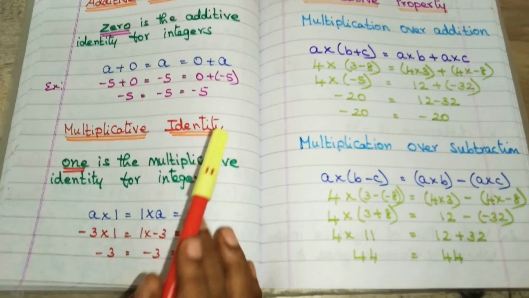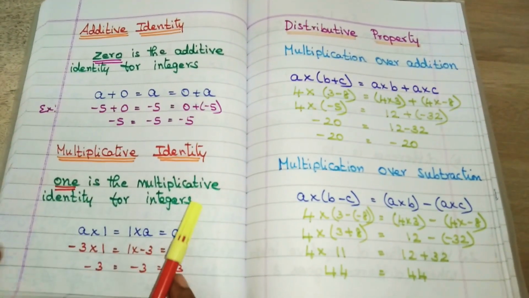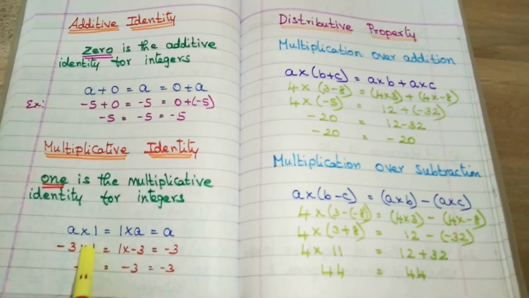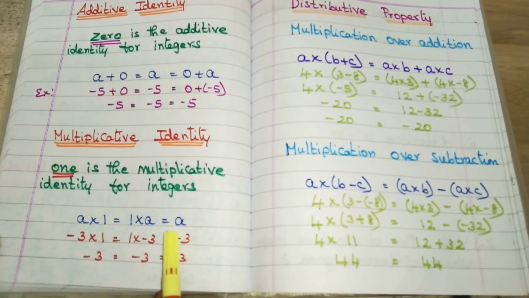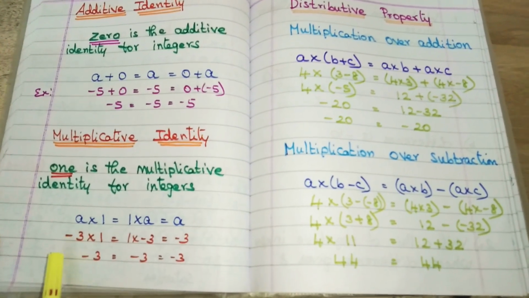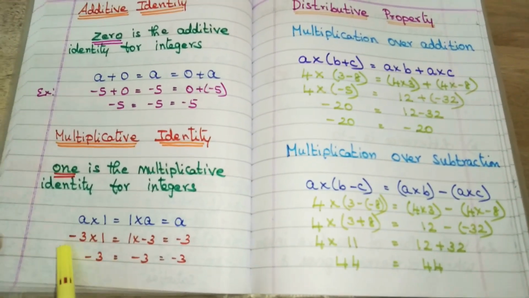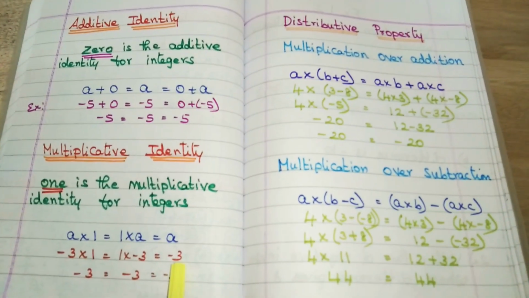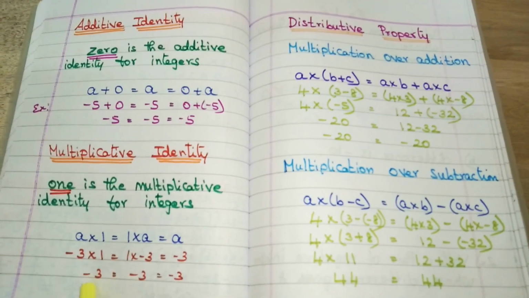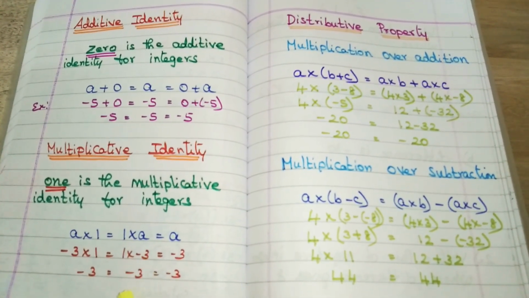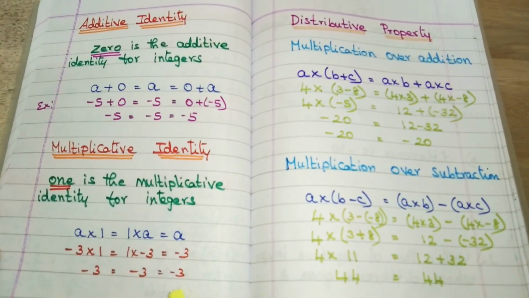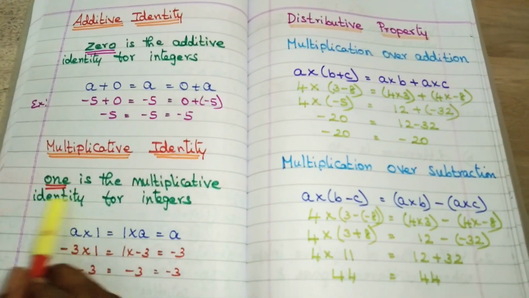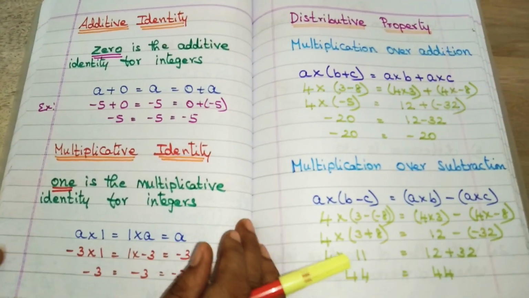Next, multiplicative identity. 1 is the multiplicative identity for integers. A into 1 is equal to 1 into A equal to A. Now let me take the number as minus 3. So minus 3 into 1 is equal to 1 into minus 3 is equal to minus 3. Both are equal to the A value, minus 3. So it gets satisfied. So 1 is the multiplicative identity for integers.